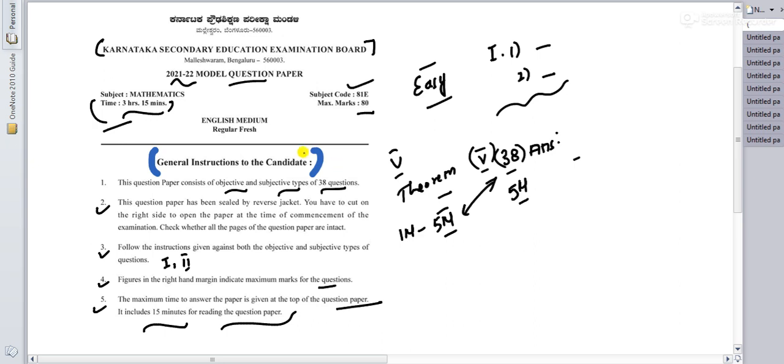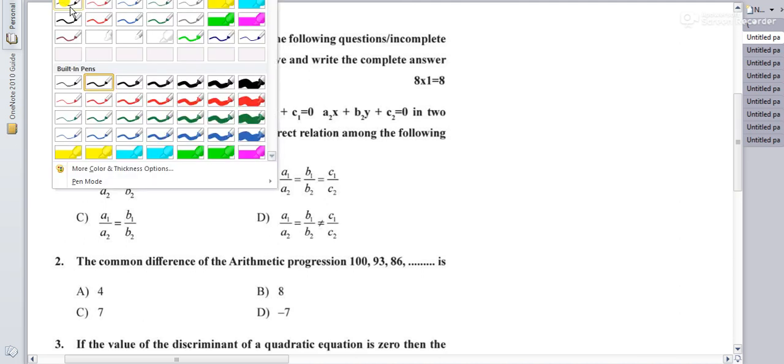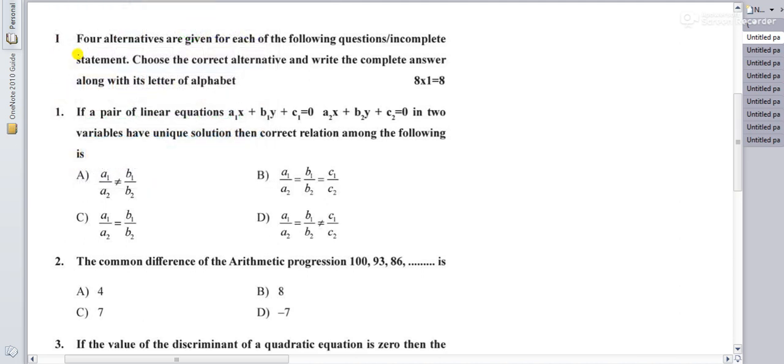So here is the first question. Let us start with our first question. First main: four alternatives are given for each of the following questions or incomplete statements. Choose the correct alternative and write the complete answer along with its letter of alphabet. This is very important. You have to write both the alphabet as well as the complete answer. For MCQ, some of the problems you need to solve, you can do it on the rough side.